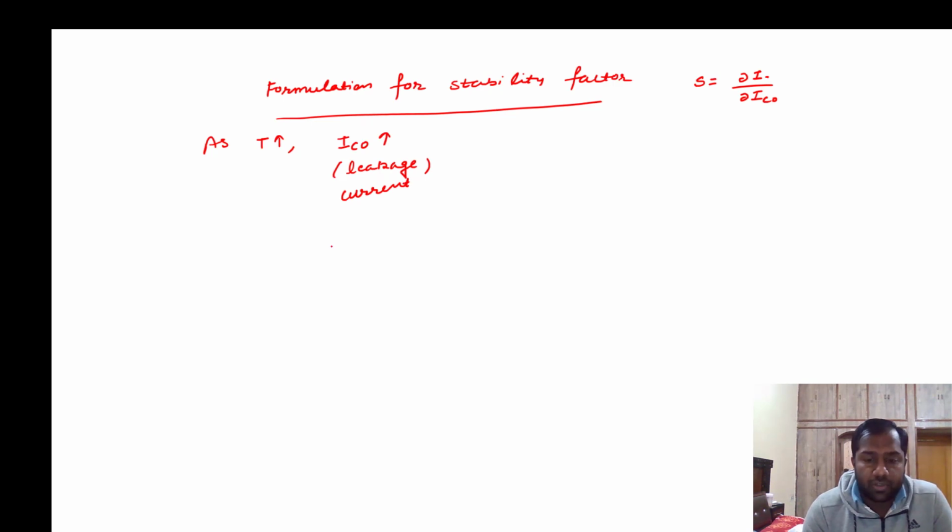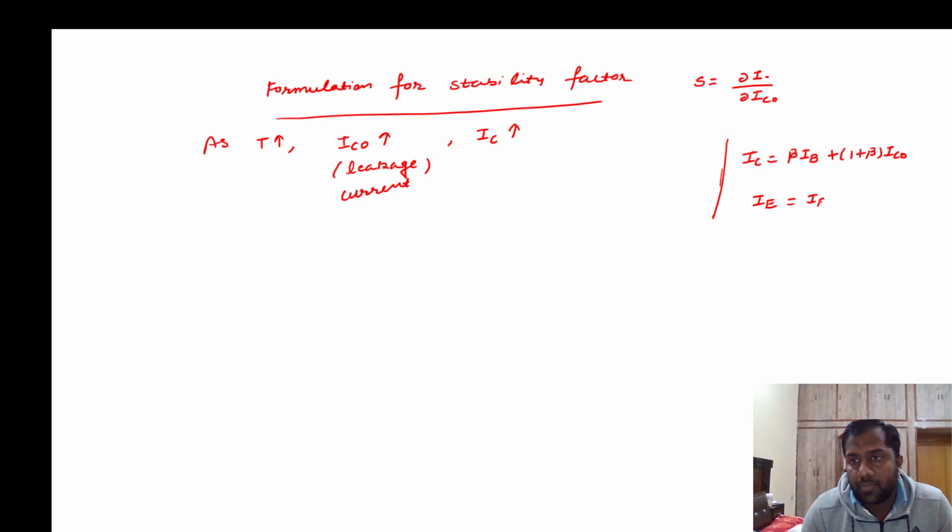और जैसे ही बच्चों यहाँ पे लीकेज करंट इंक्रीज होगा, हमने एक इक्वेशन सुनी थी, IC इज व्हाट? दिस इज बीटा IB प्लस 1 प्लस बीटा ICO. सो एज द ICO इंक्रीजेस, तो हमारा कलेक्टर करंट क्या होगा? इंक्रीज करेगा. And also we have what? IE is what? This is simply IB plus IC, and IB is very small in comparison to IC, and this IE is nearly equal to IC.